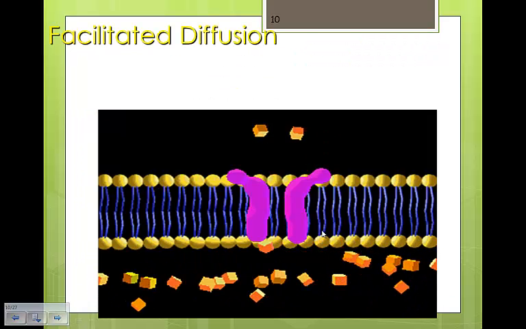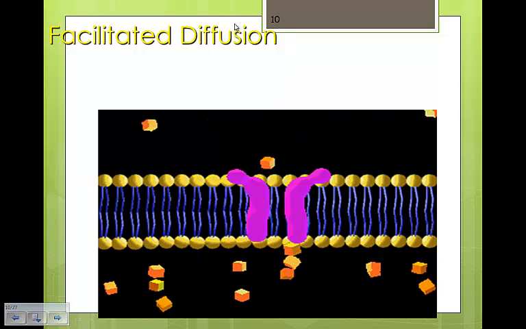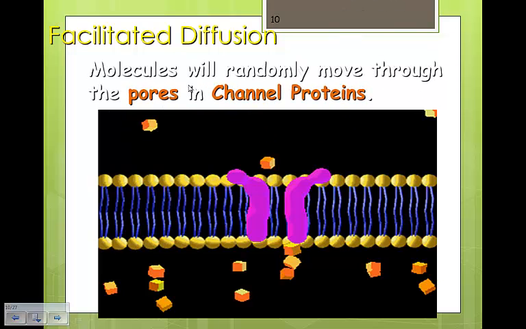All right, here we have facilitated diffusion. Still, diffusion requires no energy. However, facilitated means help. It needs help. The molecules are going to randomly move through these pores. Remember I said the protein channels are how things can transport into and out of the cell. If it can't go through the cell membrane, it can go through these protein channels. And so it'll move through these pores from high concentration to low.